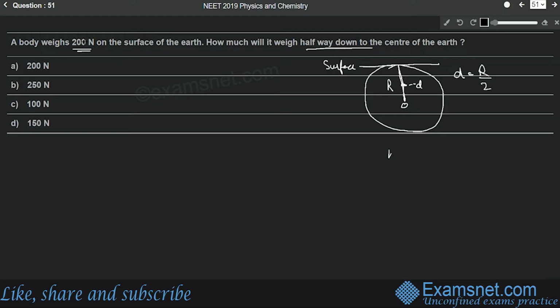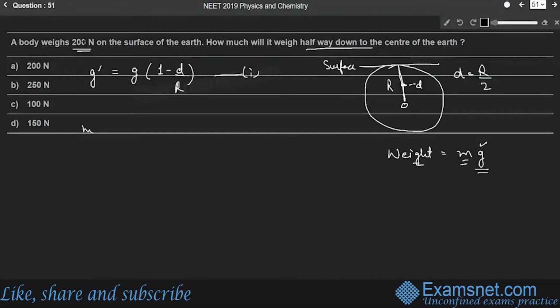Now we know that weight of a body is equal to the product of mass and acceleration due to gravity. We also know that the mass remains constant irrespective of the position, so the weight will vary with acceleration due to gravity, because this always keeps changing with the position. So let's see how the acceleration due to gravity varies. G dash, that means new acceleration due to gravity, will be equal to G into 1 minus d by r. Here d is the point at which we have to find out the acceleration due to gravity or weight.